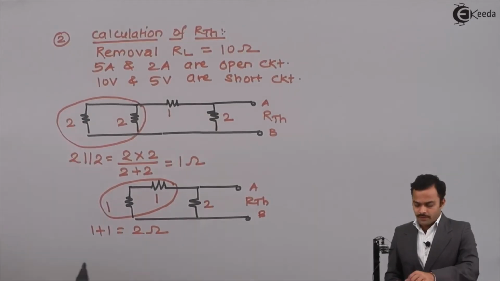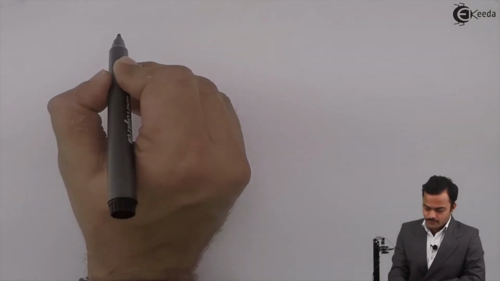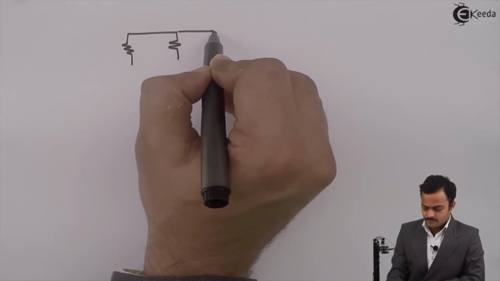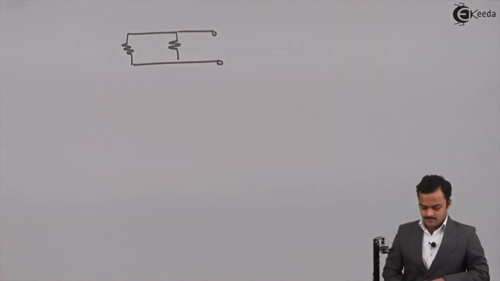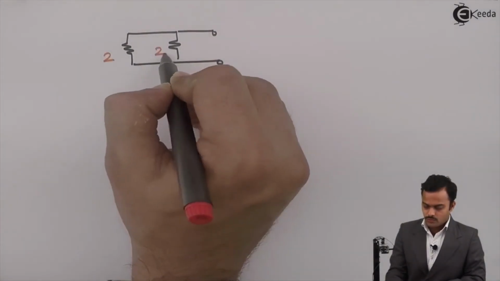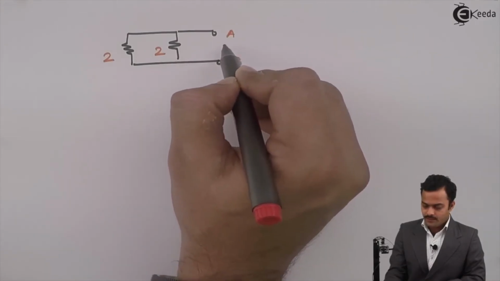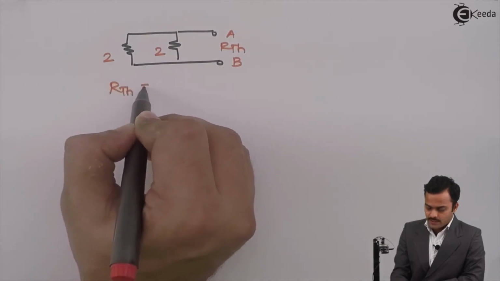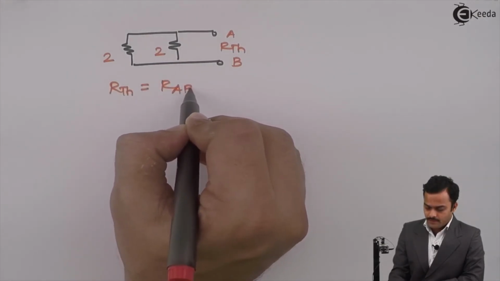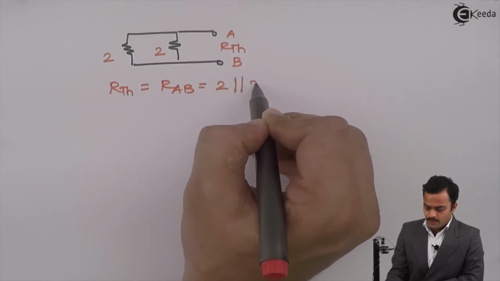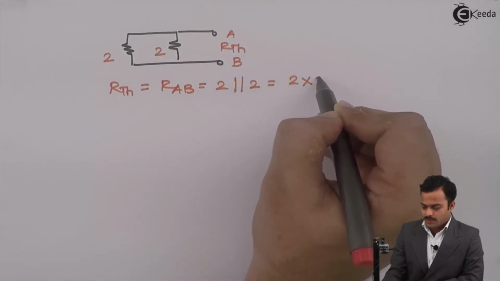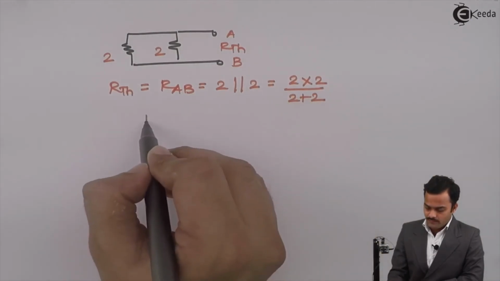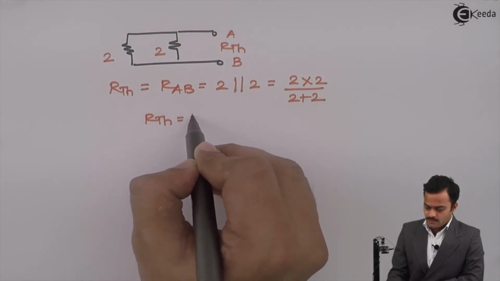2 ohm. If I redraw the circuit, I will have 2 ohm resistances in parallel like this. So 2 parallel 2, these are the points A and B across which we have to find out equivalent resistance, which is RTH, given by RAB, 2 parallel 2, which is equal to 2 multiplied by 2 divided by 2 plus 2. So if I solve, I will get RTH as 1 ohm.